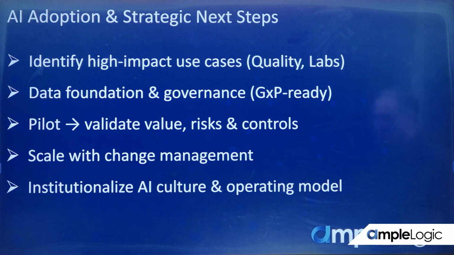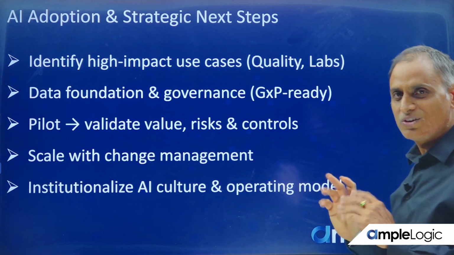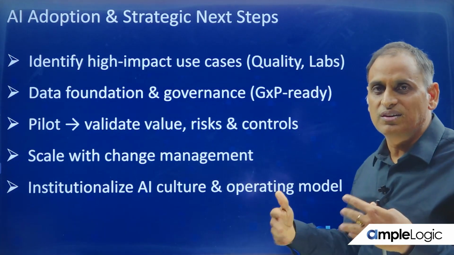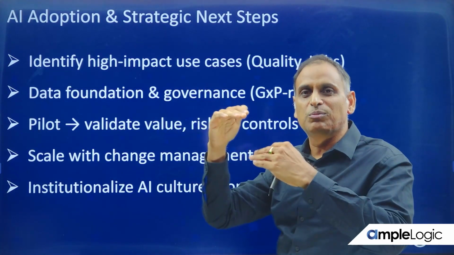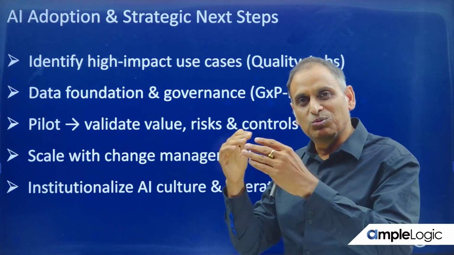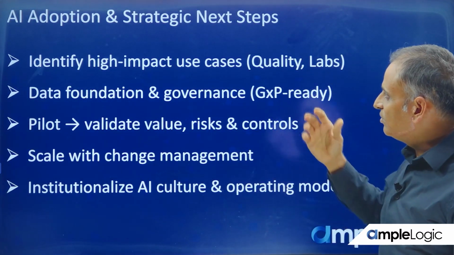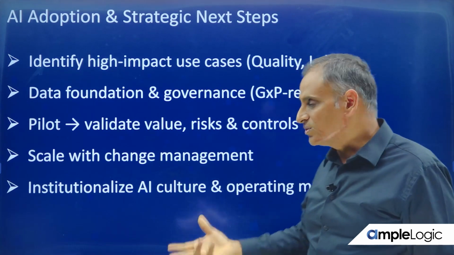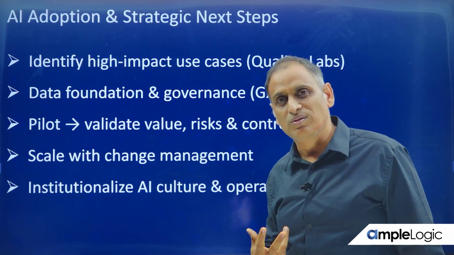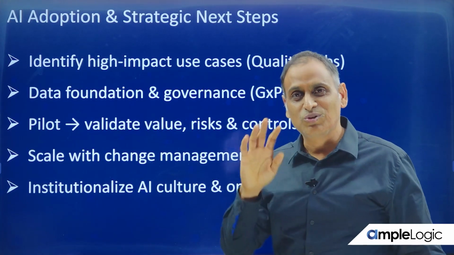Then institutionalizing the AI culture and operating model. So this culture can gradually get into the system, like I said, with a stage-wise approach, moving from a POC to the next level, so you are able to adopt these things. That's why I've been talking about quality and labs. You already have a good amount of automation and a good amount of data. Please don't say we don't have clean data.